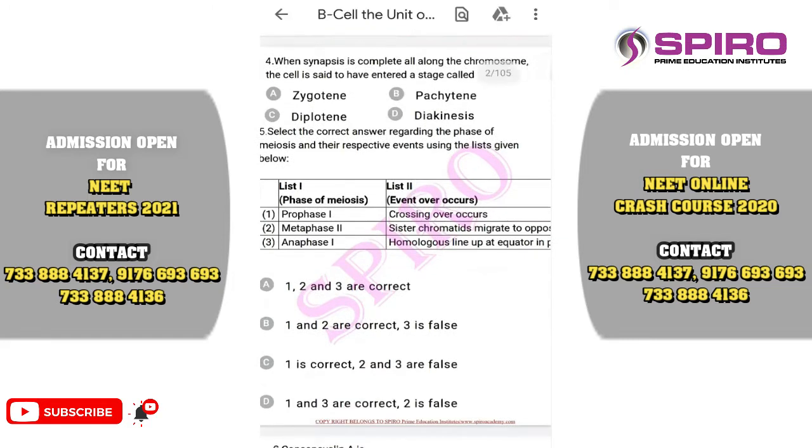Proceeding to question number 4. When synapsis is complete all along the chromosome, the cell is said to have entered the stage called. Dear student, the question says the process called synapsis is over. So the synapsis is a process where the homologous chromosomes are going to be paired together. We call this a bivalent. So this synapsis occurred during the process of zygotene. So if the zygotene is completed, the next stage is going to be the pachytene. So the correct option is going to be the pachytene, where the crossing over is going to occur. So next question.